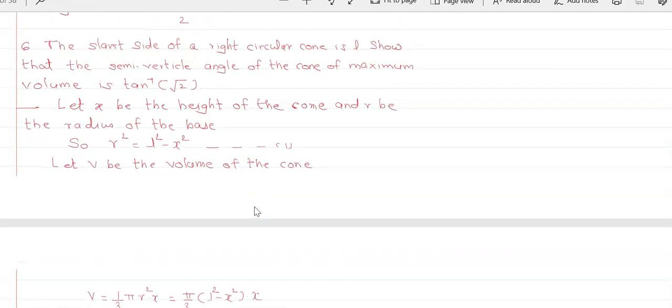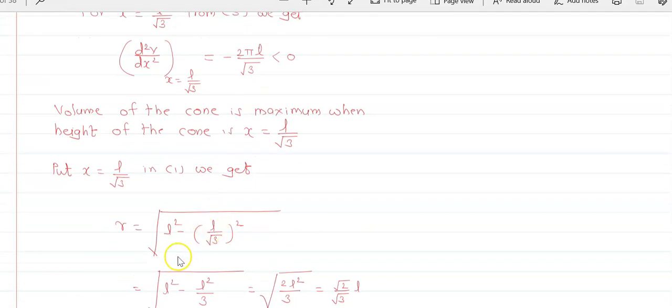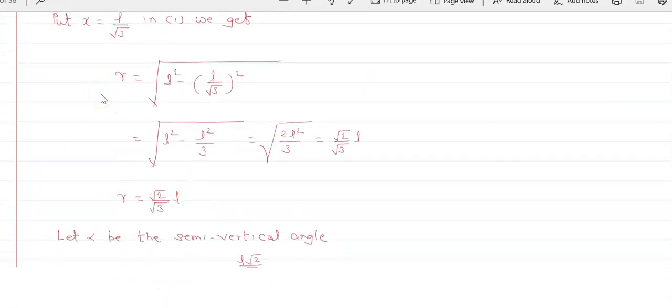Put x equals L upon root 3 in equation number 1. Then r equals the root of L square minus (L upon root 3) whole square. After simplifying, we get r equals root 2 upon root 3 into L.